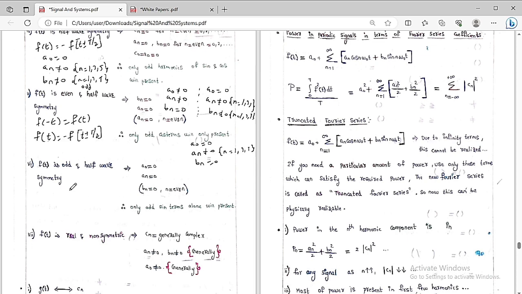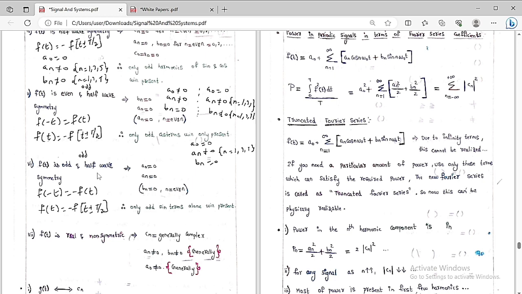Now the next point is, if f of t is an odd signal as well as has odd half wave symmetry, then what is going to happen? Odd means f of minus t is equal to minus of f of t. And odd half wave symmetry means f of t is equal to minus of f of t plus or minus T by 2. If these two are satisfied, then the signal satisfies two properties: the odd property as well as the odd half wave symmetry. So in that case, what is going to happen?